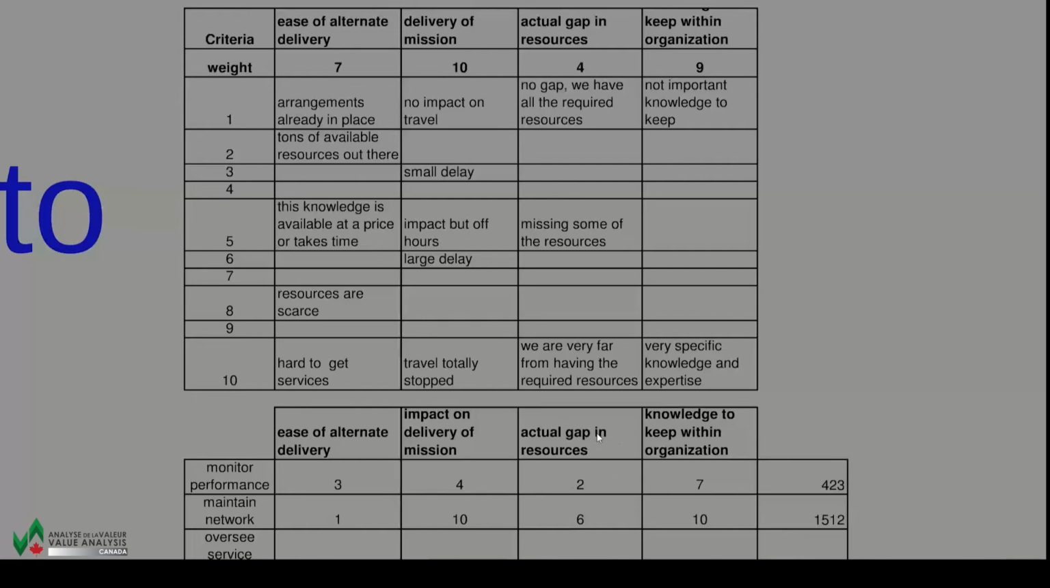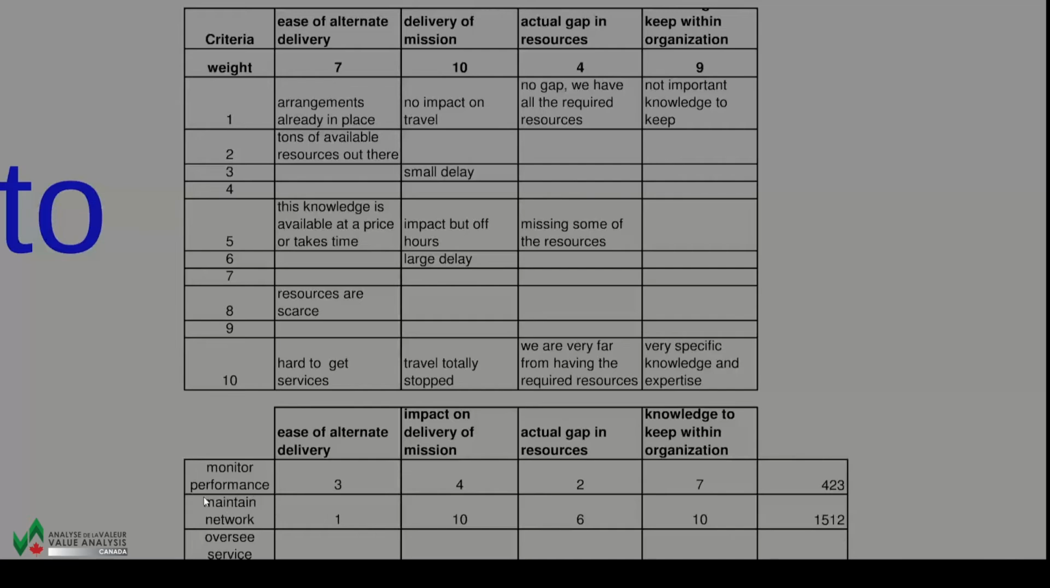What is the gap in these resources? It's quite big. We're missing some of the resources to do that. And is it a knowledge we want to keep within the organization? Yes, it's a very specific knowledge and expertise, and we want to keep that knowledge within the organization. You multiply all that, and you see that you have here an index of 1,500.